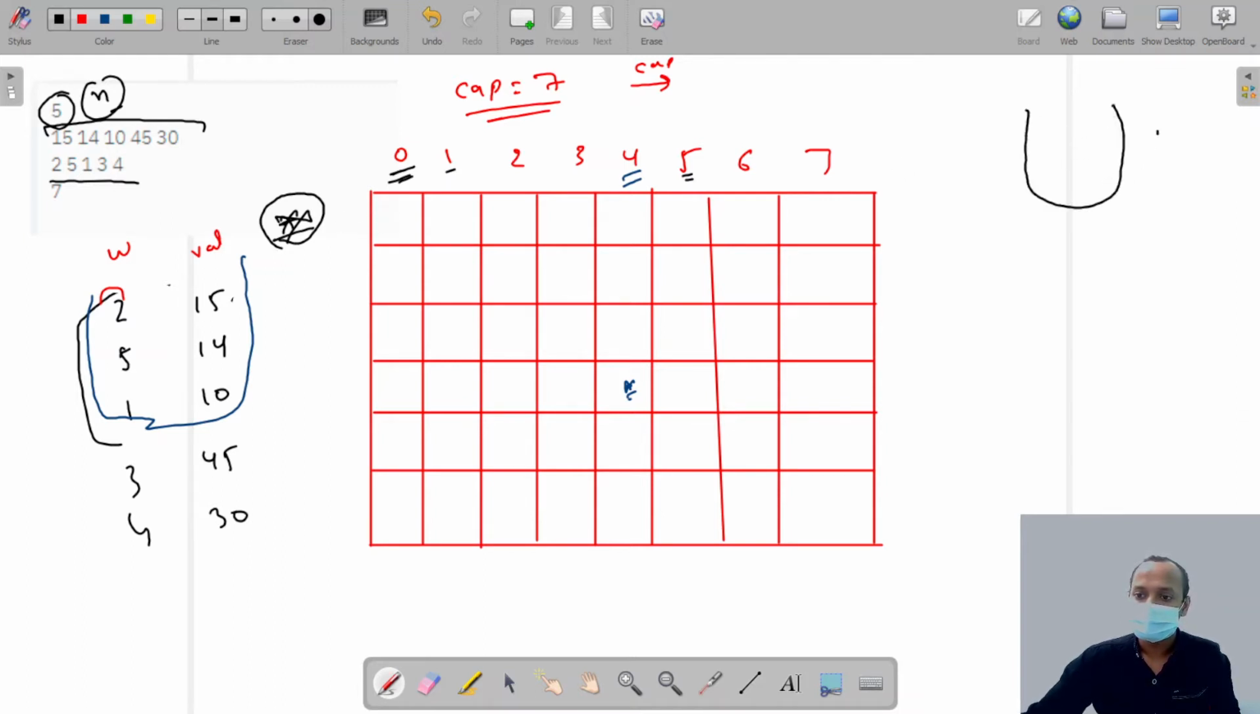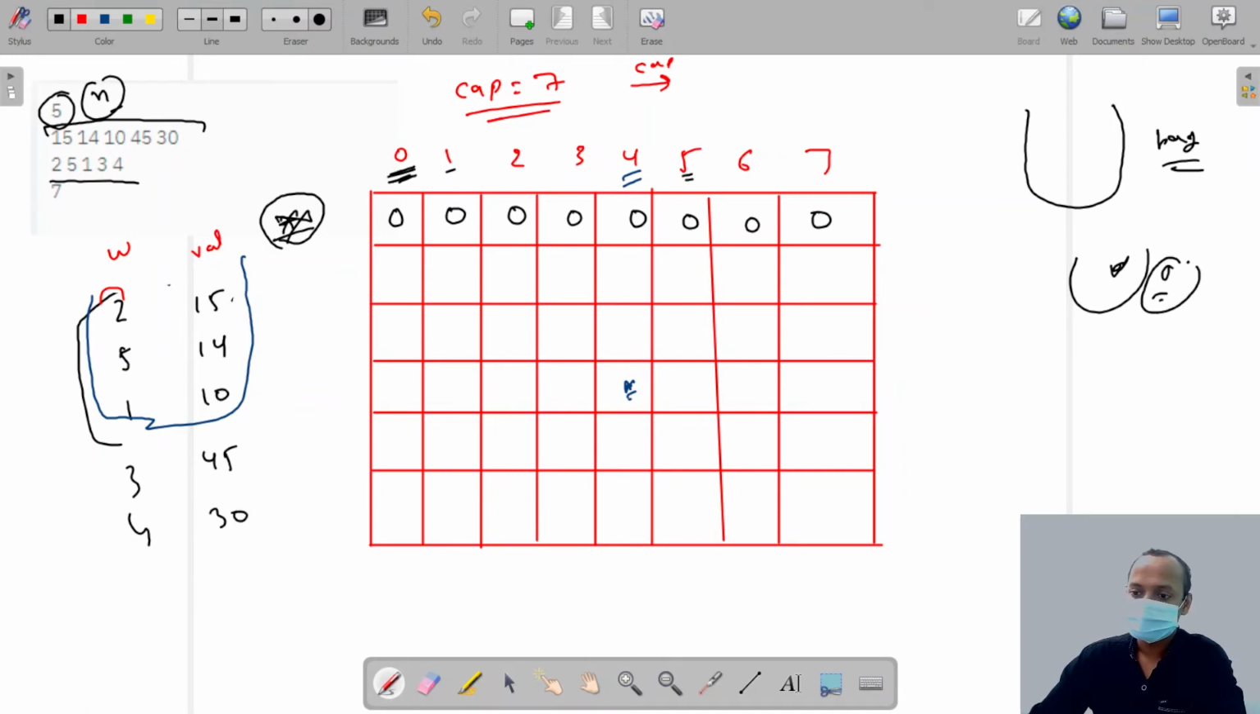So we can't put anything in our bag, because if we have no item, we can't put anything in our bag. So I'm just writing 0. We get only 0 value, because we have no item. Now if we have 0 capacity, it means we have no bag. If the capacity is 0, we can't put any item in this bag. It means here is also 0.